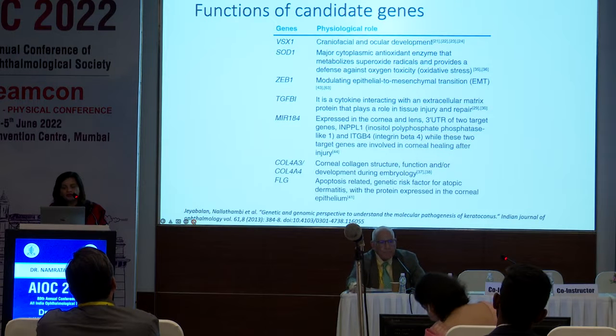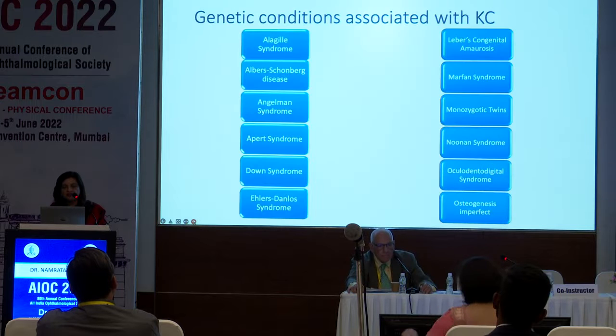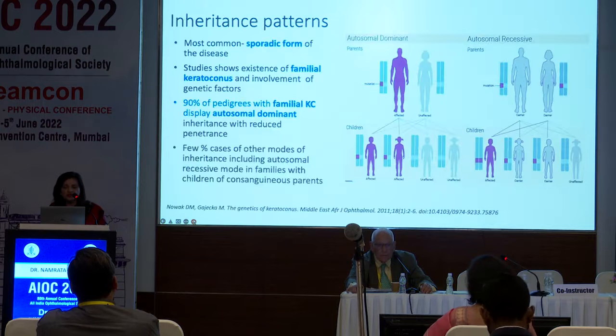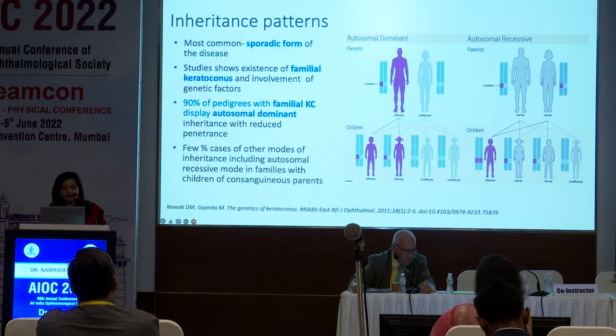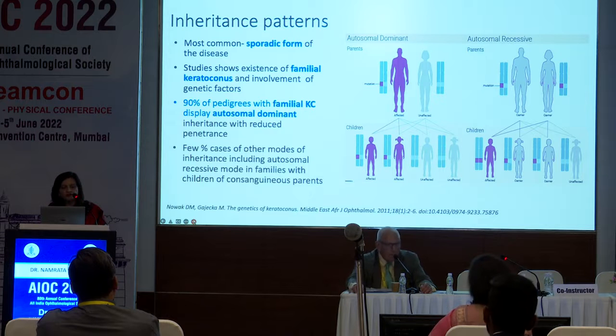So the genes which are associated with keratoconus, these are the functions of those candidate genes, and genetic conditions are also associated with keratoconus, and this is a whole list of the conditions which are associated with it. If you look at the inheritance pattern, it could be sporadic or it could be familial keratoconus. 90% of the pedigrees with familial keratoconus display autosomal dominant inheritance with reduced penetrance.